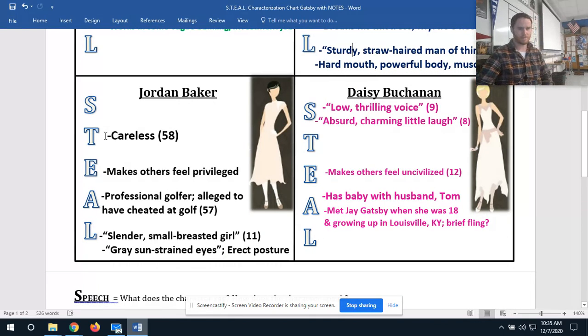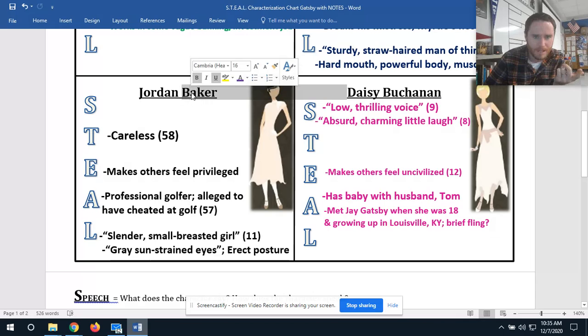Jordan is described as careless later on in the end of chapter 3, page 58. She makes others feel privileged or secretive, I feel like. There's something privileged, almost smug about her. She's a professional golfer, Jordan, and she's alleged to have cheated at golf. Sometimes you'll hear Nick just call her Miss Baker. So if you see Miss Baker, that is Jordan.